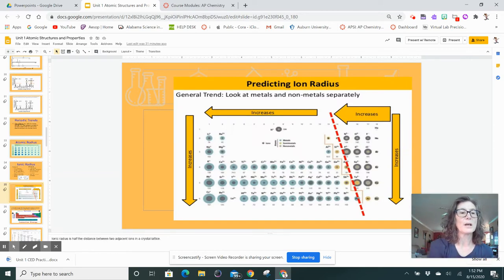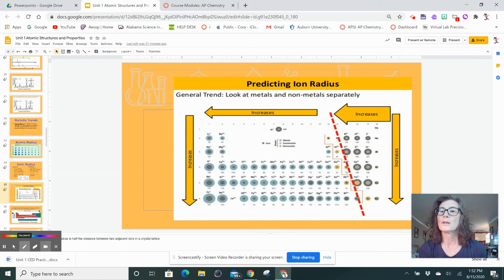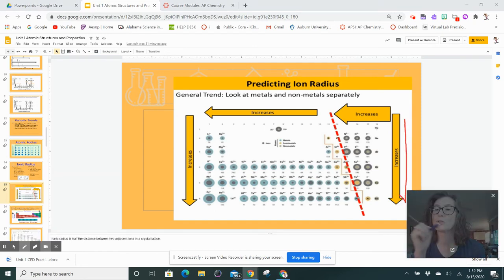All right, so predicting ionic radii. They're going to increase as you go down the periodic table. So again, these are our things that will become anions. As you go down, they will get bigger and bigger and bigger. They also are going to increase as you go across. The ionic radii will increase as you go across, and will increase as you go down. Mainly, you're increasing as you're going down because you're adding more energy levels to that atom.